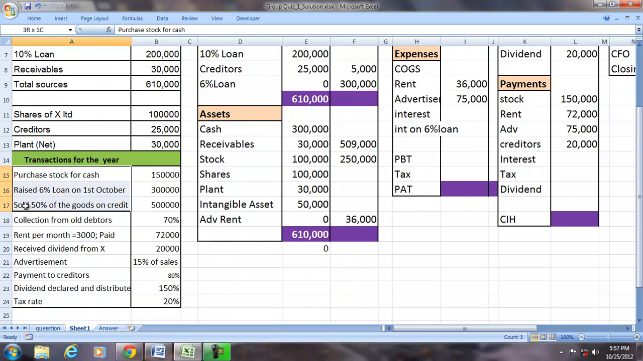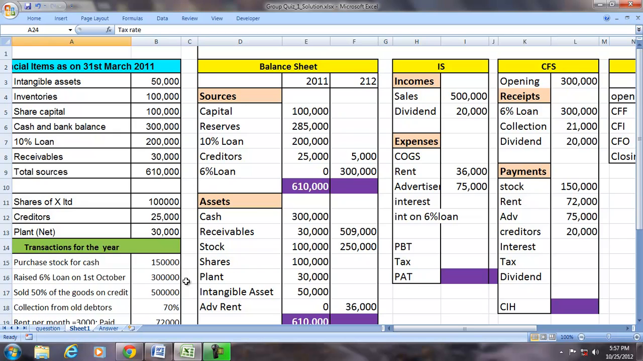So all the transactions are done except the dividend and the tax. Let us find the profit, but before that let us charge the interest. So interest on loan, 10% of the loan, and interest on the 6% loan for half year, because it has been taken in the middle of the year. So therefore interest will be 6% on the loan for 6 months, and the entire interest is assumed to be paid during the period, so 29,000 paid.